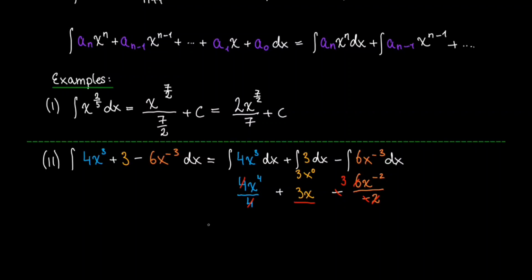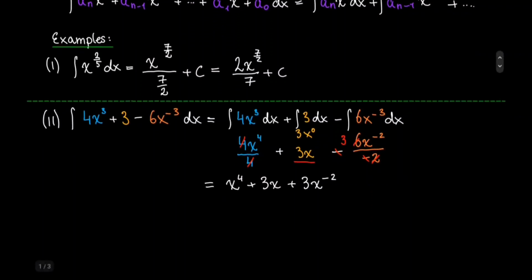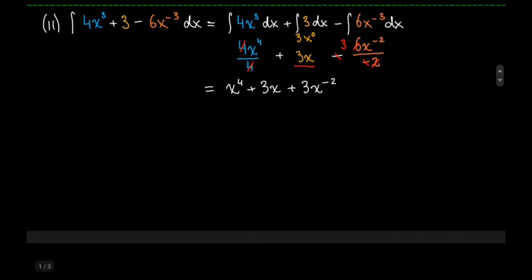So this means that the integral, or the antiderivative function we're going to get, is x to the power of 4 plus 3x plus 3x to the power of negative 2. All of this isn't really so complicated. So now let's move on to the next part of basic integration rules, and that will involve trigonometry.